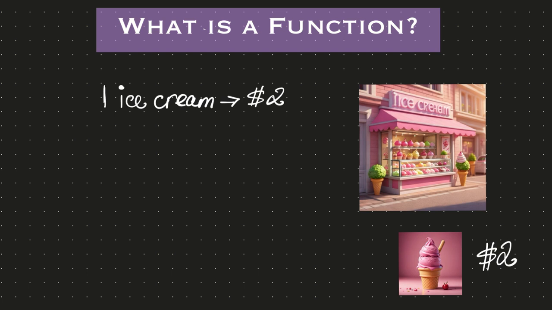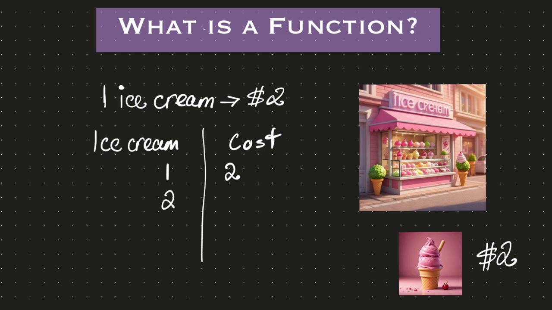So let's put this in a table. So ice cream and the cost. Okay, so one ice cream, I will pay $2. And can you guess how much would I pay for two ice creams? So if you guessed 4, that will be correct. And so for 3 ice creams, I will pay 3 times 2 will be 6.